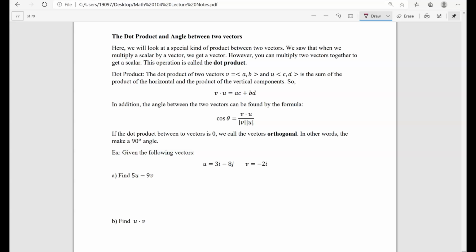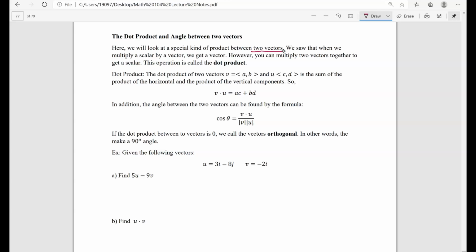So in this video, we will talk about the dot product and the angle between two vectors. Now we're going to finally start multiplying two vectors together. Because we talked about a scalar and a vector, and that gave me a vector, now what we're going to do is a special kind of product. When we multiply two different vectors, there actually are two different types of multiplication of vectors.